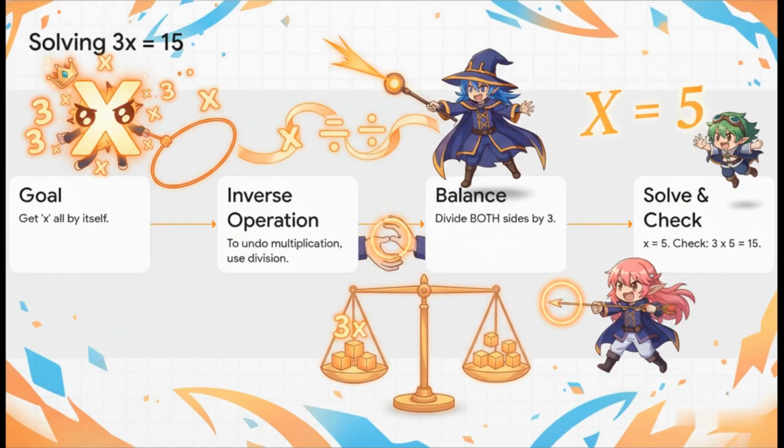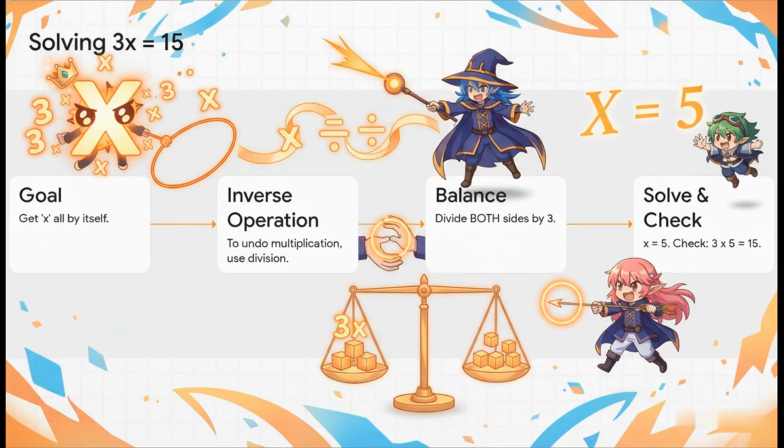But right now, it's kind of stuck. It's being multiplied by 3. So how do we undo that? We use its opposite, its inverse operation, which is division. So we divide the left side by 3, but wait, remember the golden rule? To keep that scale balanced, we have to divide the right side by 3 as well. So 15 divided by 3 is 5. And there it is, x equals 5.